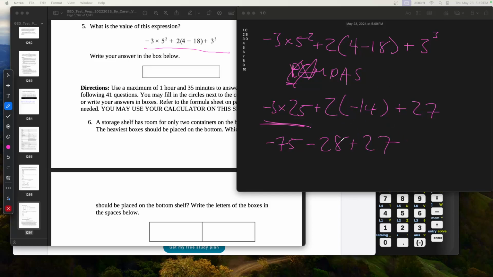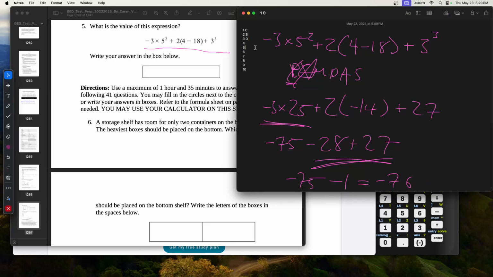And now we just need to do the addition and subtraction, right? I would definitely do these first. Yeah, so negative 28 plus 27, that's negative 1. Negative 75, so this equals negative 76. Very nice.